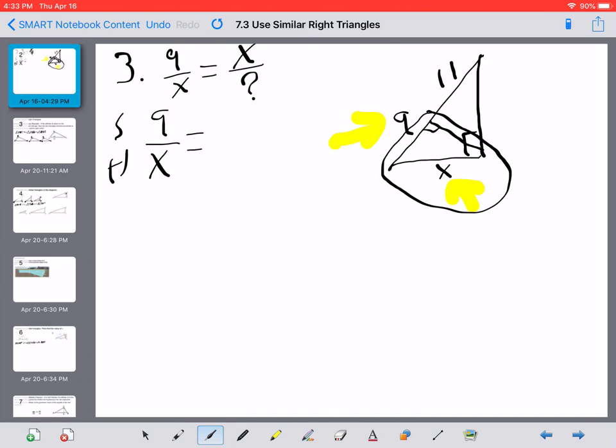Now that's equal to x over what? Now since 9 was the short leg of the smaller triangle, then I need to find where x is the short leg of a triangle. And I can see that x, this side, is the short leg of the large triangle. So I'm going to put x as the short leg over, and since x for the small triangle was the hypotenuse, I'm looking for the hypotenuse of that large triangle. Now the hypotenuse of that large triangle would be 9 plus 11, which would be 20.